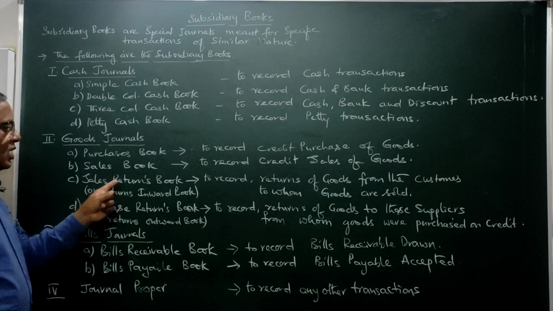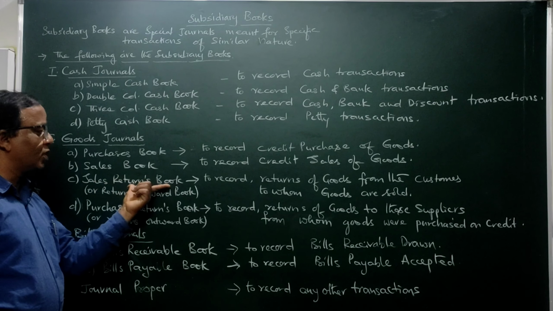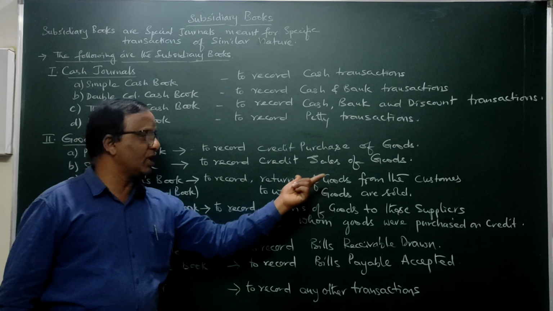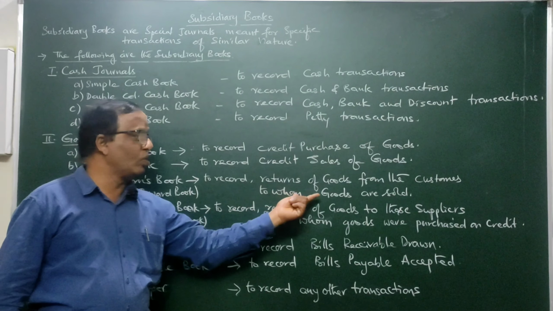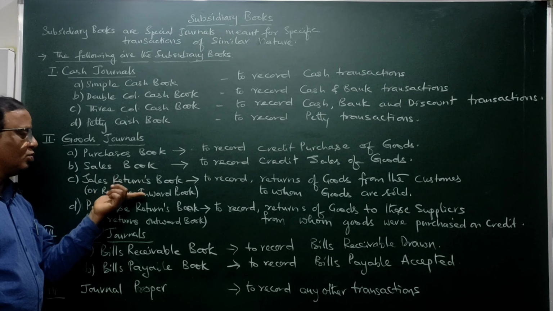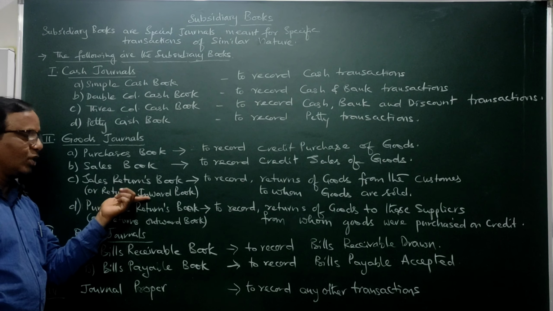Then similarly, the sales returns book. What for is this book maintained? It is maintained in order to record returns of goods from the customers to whom goods were sold. In other words, earlier you sold goods to your customers. If those customers, due to some reason, return them to you, you maintain this sales returns book to record those returns. It is also called the return inwards book.